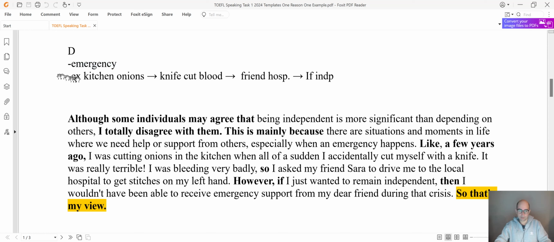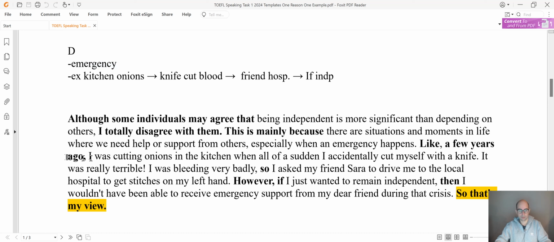All right, now the EX is gonna help you come up with your example. Like a few years ago, I was cutting onions in the kitchen when all of a sudden I accidentally cut myself with a knife. Okay, there you go. So introduce that situation, introduce that example, and then think about developing it. It was really terrible.